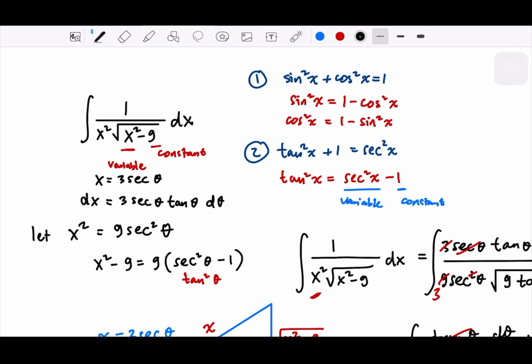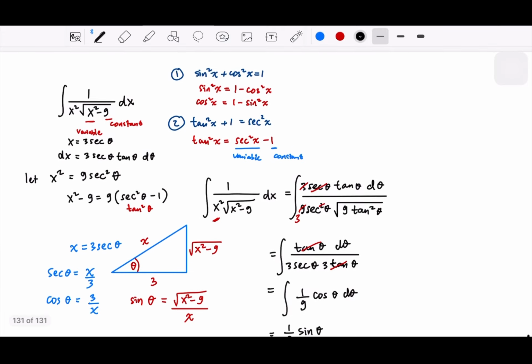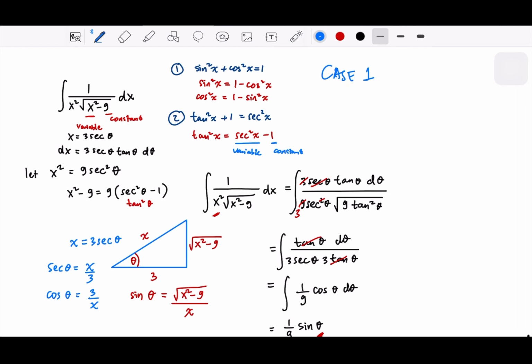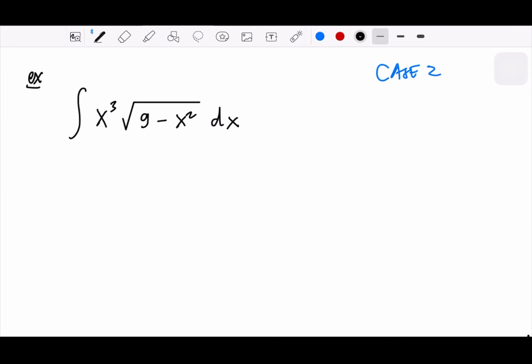And now the other case. So this is the first case, and the other case is this. Let me write case 1, and this will be case 2. Let me directly give you the question. The second case is we have x cubed and then the square root of 9 minus x squared.